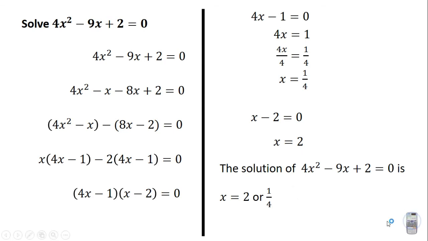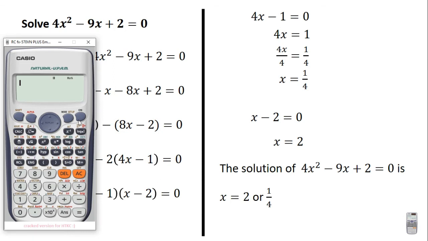So first, switch on your calculator. You press on mode. Then you select the fifth option. The fifth option is equation. So you select 5 for equation. If you go through the equations, you will see that the third option is quadratic equation. The third option is ax squared plus bx plus c is equal to 0. So that is for quadratic equation. So you select the third option.